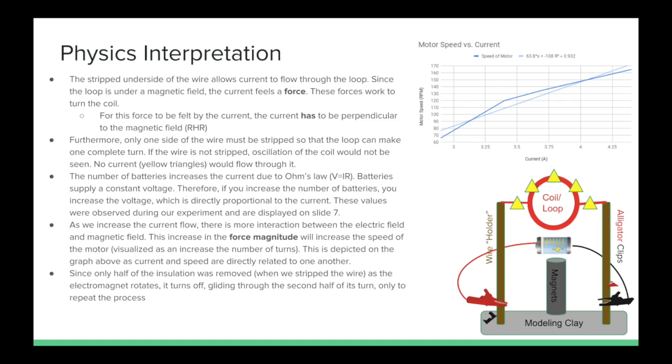As we increase the current flow, there is more interaction between the electric and magnetic fields. This increase in the force magnitude will increase the speed of the motor. This is depicted on the graph above as current and speed are directly related to one another. Since only half of the insulation was removed, as the electromagnet rotates, it turns off, gliding through the second half of its turn, only to repeat the process.